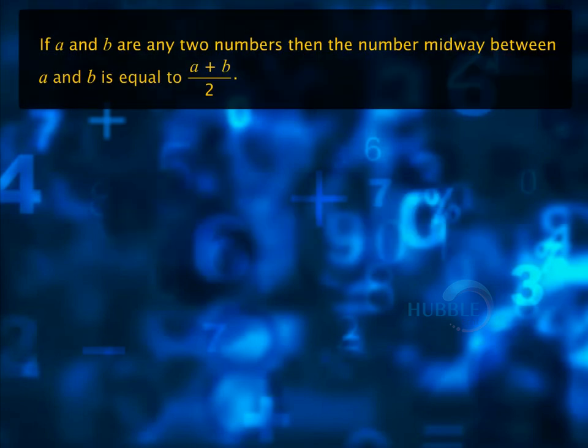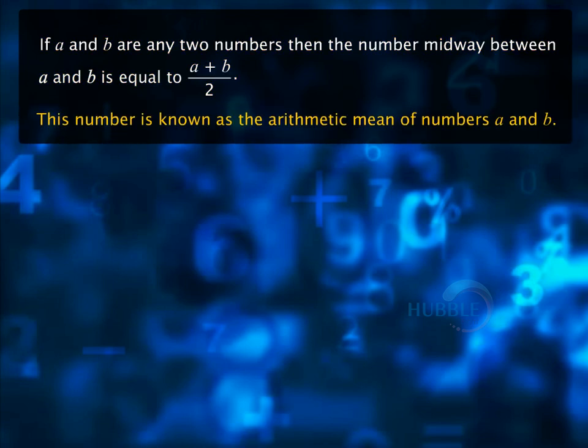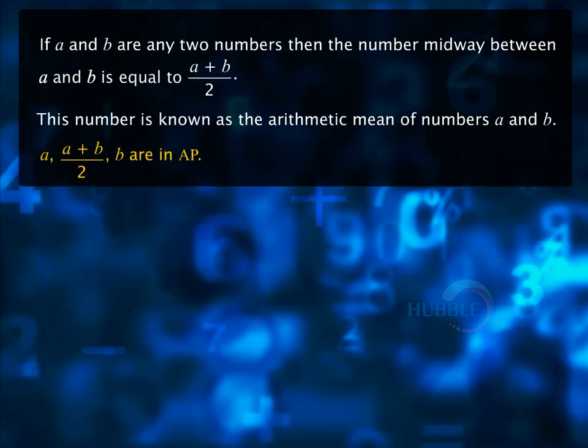Hence, we can generalize that if A and B are any two numbers, then the number midway between A and B is equal to (A plus B) over 2. This number is known as the arithmetic mean of numbers A and B. Further, when the middle number is placed between the given numbers A and B, this forms a sequence in AP. Let's explore the arithmetic mean a little further.